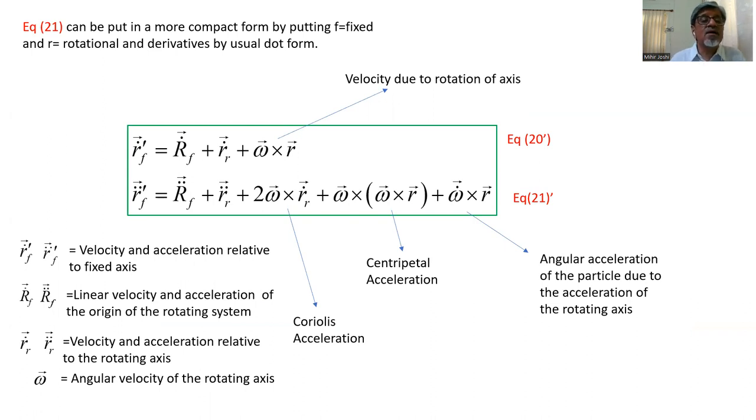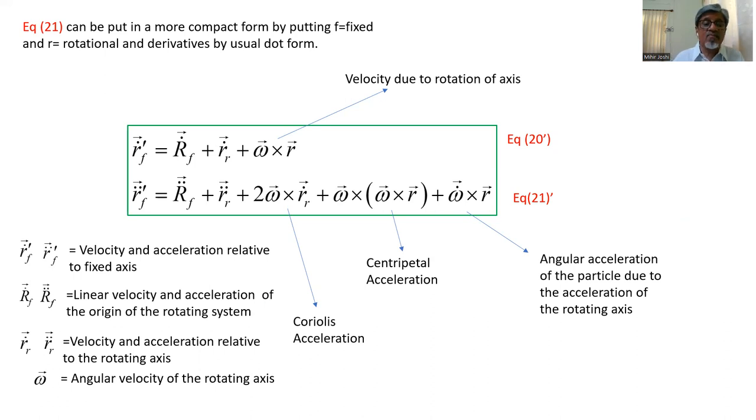And the second equation is r double dot prime f equals capital R double dot f plus r double dot r plus 2 omega cross r dot r plus omega cross (omega cross r) plus omega dot cross r. Now each term represents something. In equation number 20 prime, the last term shows the velocity due to the rotation of the axis. In equation number 21 prime, the middle term, 2 omega cross r dot r, is the Coriolis acceleration. The term omega cross (omega cross r) shows the centripetal acceleration. And the last term, omega dot cross r, is the angular acceleration of the particle due to the acceleration of the rotating axis.